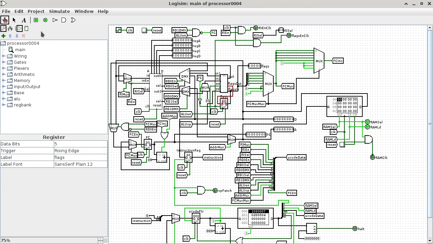This is a register. Okay, let me use the pointer tool. This is a register. And when you look at a register, it has properties. This one has 5 bits, so instead of storing 8 bits, it only stores 5 bits. The trigger is rising edge, so that means that when the clock pin goes from 0 to 1, that's when it updates its content. Label, that's just a name. Label font, those are not important.